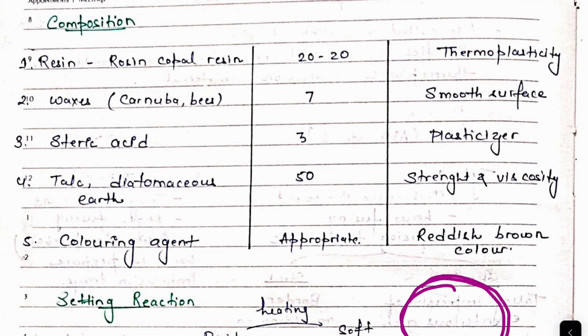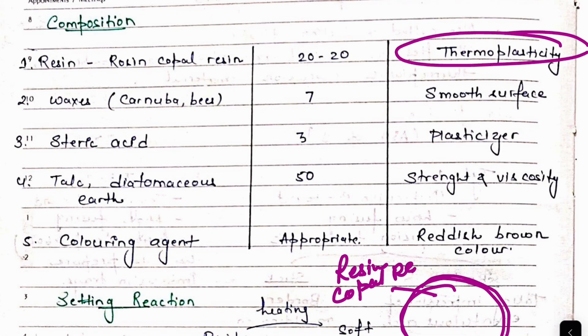Now you know that first of all this has a thermosetting thing, right? Something that is waxy or which will change its properties on application of temperature, right? So that material, it is resin, and it is called copal resin, right? So this would be your main material, and this is for thermoplasticity. But you would notice that it is only 20%.